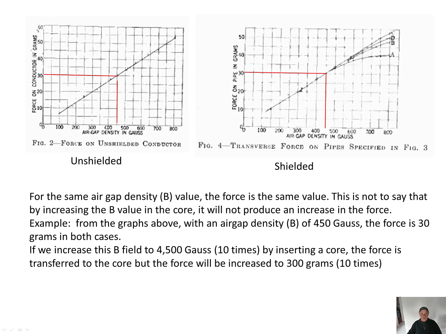So here's the two graphs taken from the paper. It's plotted. So for the same air gap density B value, the force is the same value. This is not to say that by increasing the B value in a core, it will not produce an increase in the force. Example, from the graph above, with an air gap density B of 450 Gauss, the force is 30 grams in both cases. If we increase this B field to 4,500 Gauss 10 times by inserting a core, the force is transferred to the core, but the force will be increased to 300 grams 10 times.